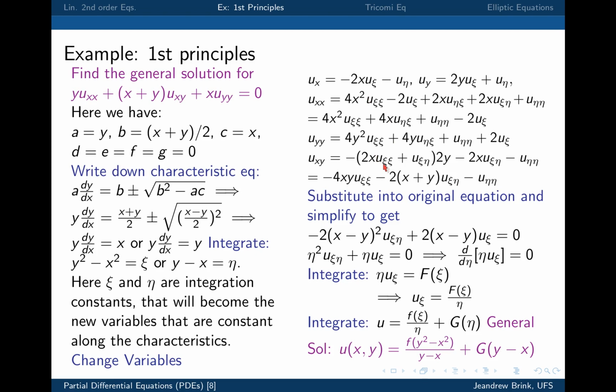Once you've got it, make sure that the coefficients of the unwanted terms in the new variables vanish, because you are dealing with a hyperbolic equation, and then try and integrate it. Okay.